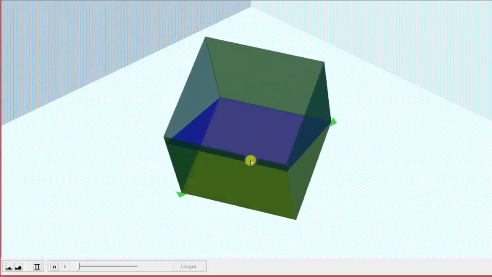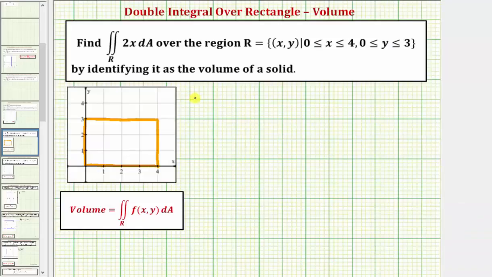Now let's go ahead and find the volume of this solid. The volume is going to be equal to the double integral of 2x. Now we need to decide whether we're going to integrate with respect to x first and then y, or y first and then x. We'll actually show both. If we integrate with respect to x first, we integrate with respect to x from 0 to 4. Then we integrate with respect to y, from 0 to 3.